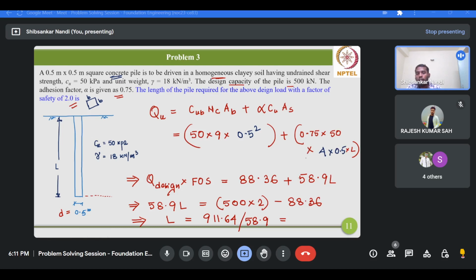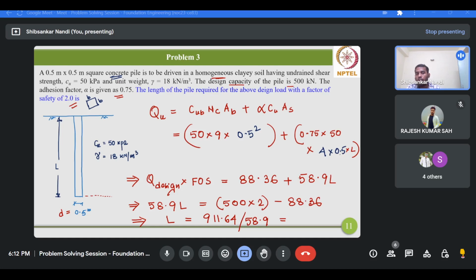Are you getting my point? So earlier I made a mistake because I used the cross sectional area and the surface area of a pile having a uniform circular cross section. However, this is not the case for the present problem. It's clearly mentioned that this is a square concrete pile with dimension 0.5 meter by 0.5 meter. Therefore, the cross sectional area will be B square, 0.5 square, and the surface area would be 4BL. So 4B is the perimeter multiplied by L, the length.